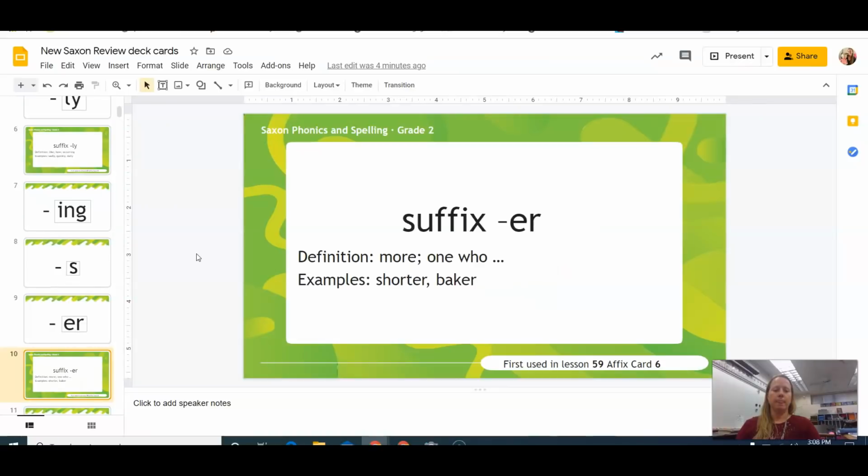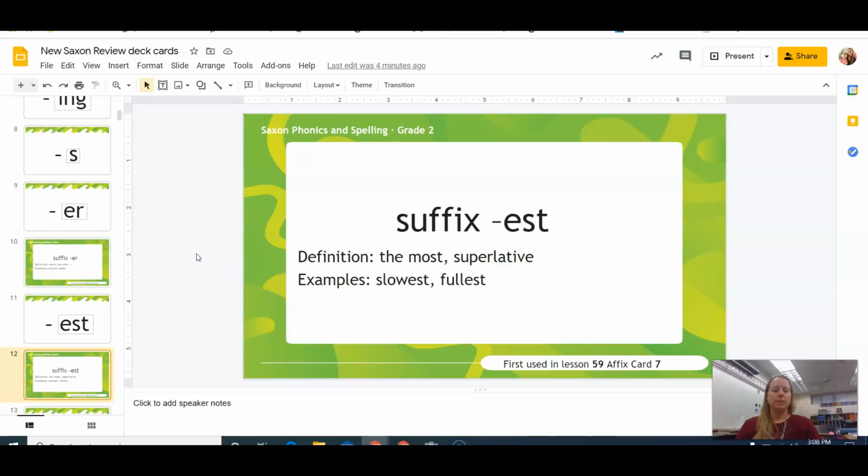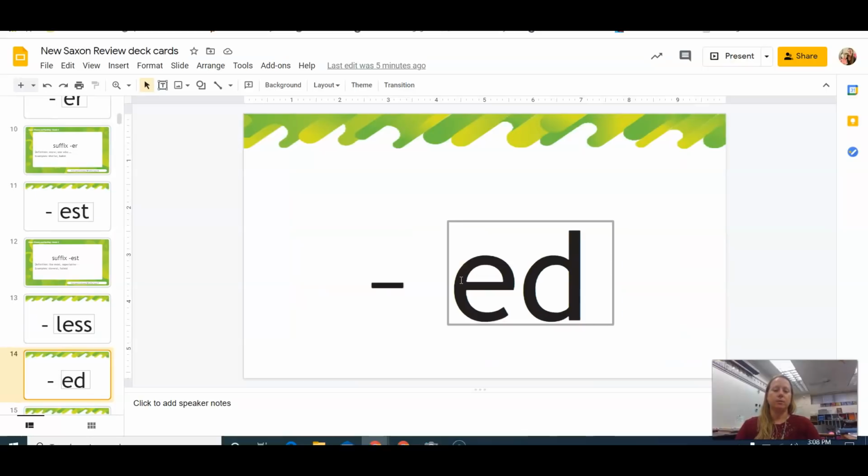Suffix er means more or one who. So you're either more short, shorter, or you're one who bakes is called a baker. Suffix est means the most. So you're the most slow, slowest, or the most fast, fastest, or you're the fullest. Okay. Suffix less means without. Suffix ed, d, or t means already happened.